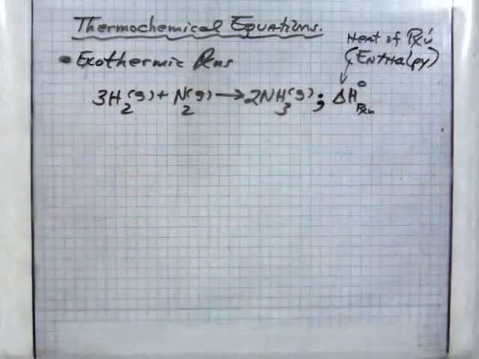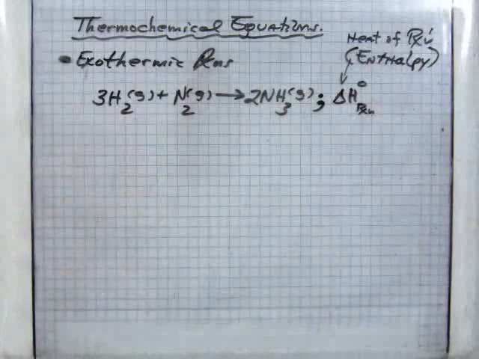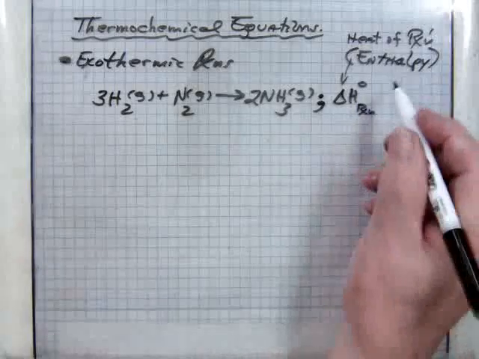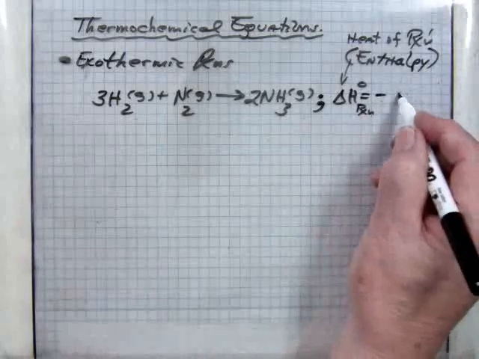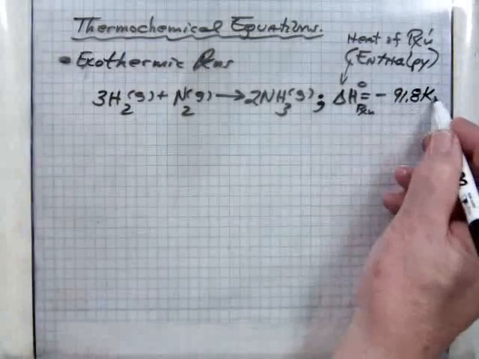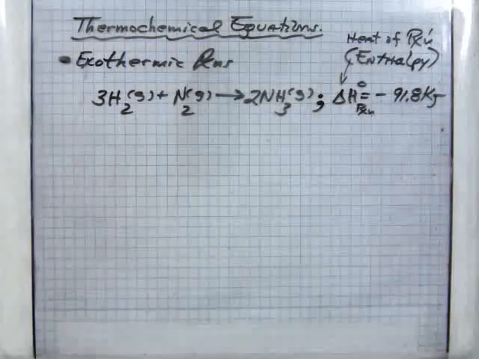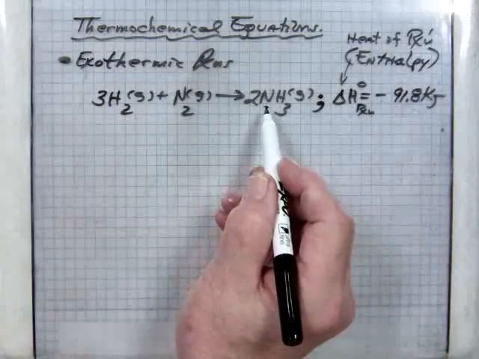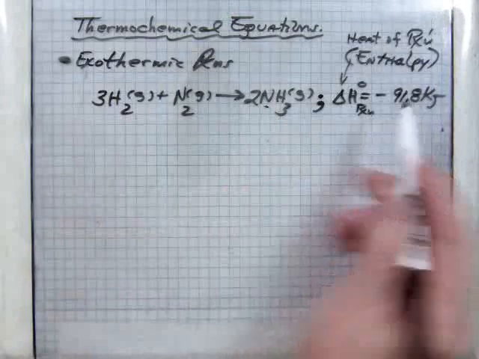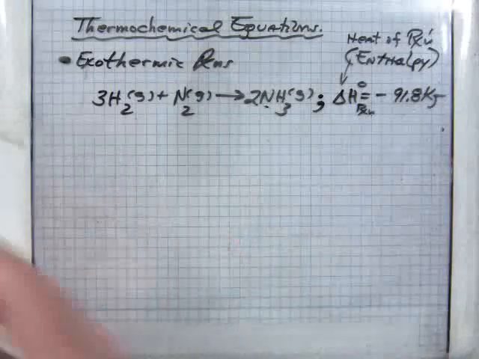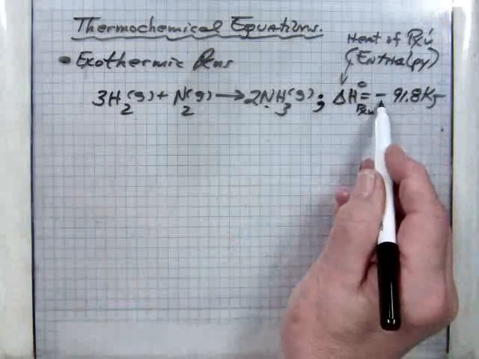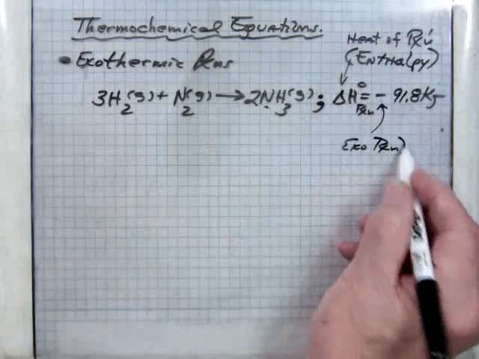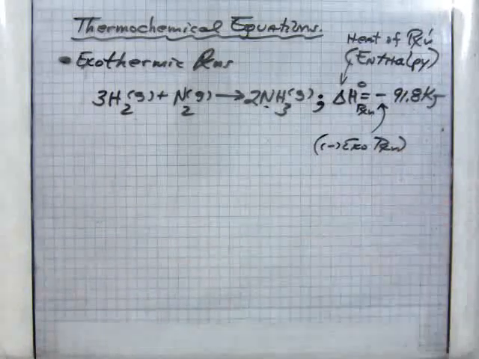Enthalpy or enthalpy, depending on what part of the country you're from, I guess, or how much you've had to drink. Anyway, the delta H value for this one is published as a minus 91.8 kilojoules. You can look that up in the back of the book, saying this was for 2 moles of the ammonia, and I think the value in the back of the book is 45.9 or something like that. At any rate, this has a negative sign, and this is the indicator for an exothermic reaction.